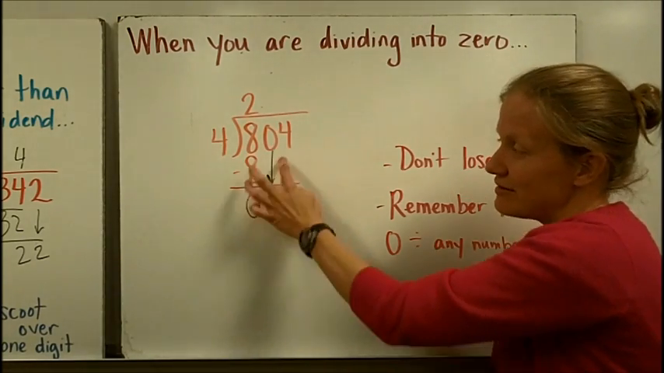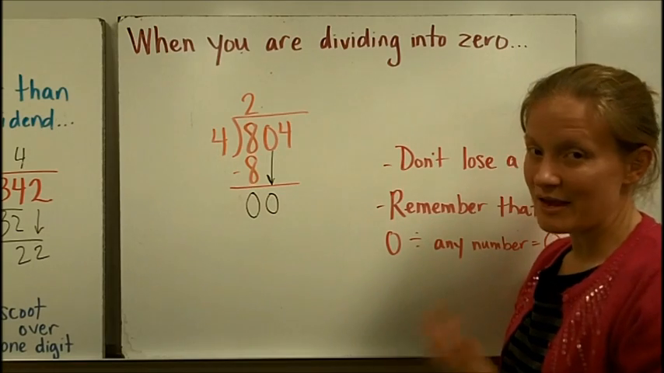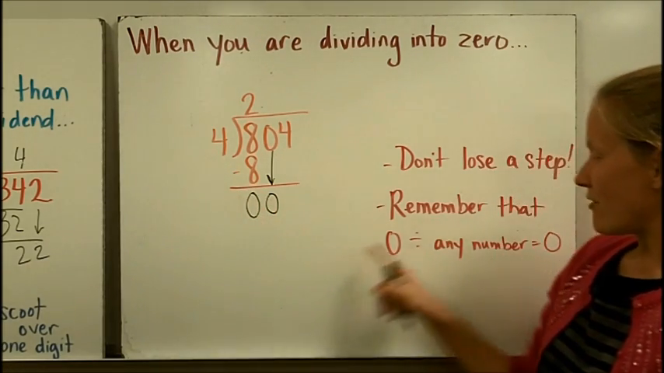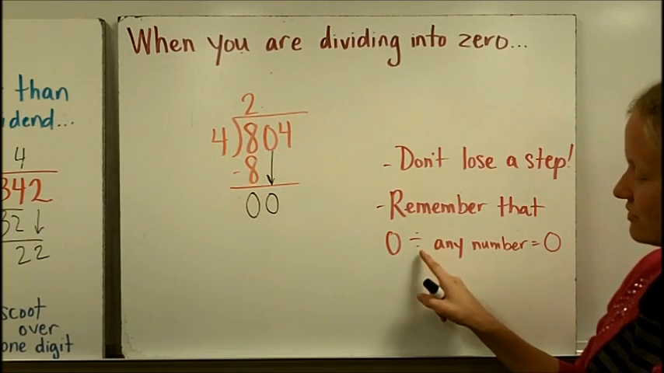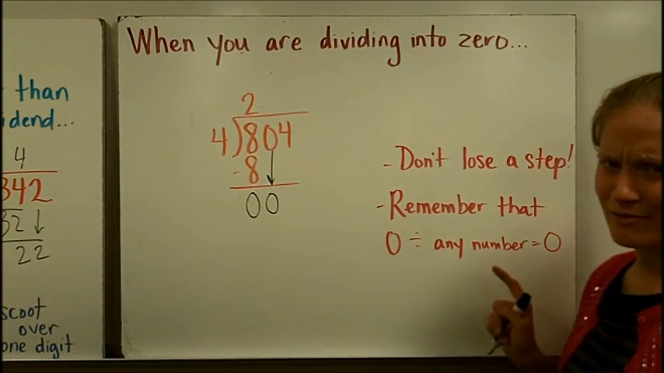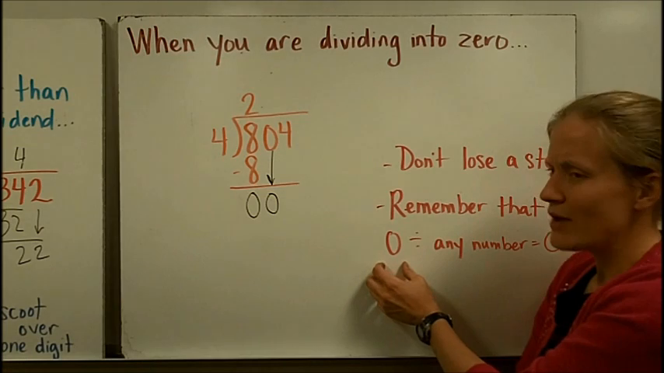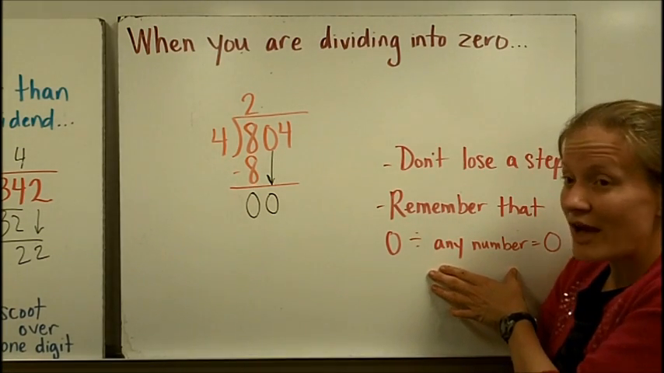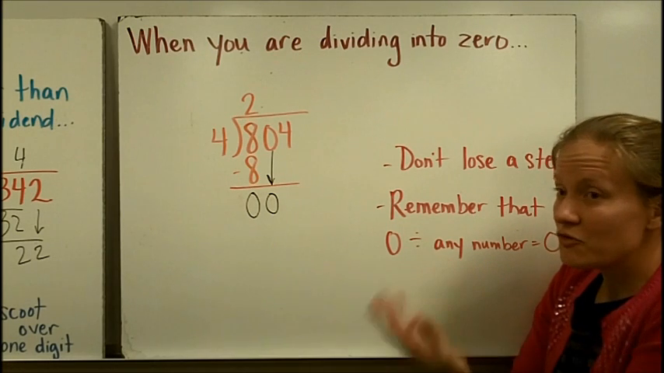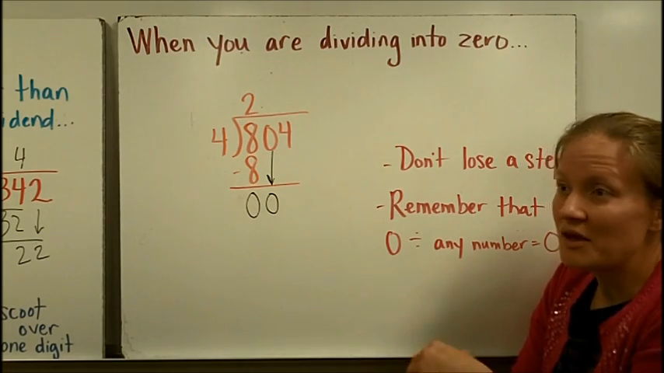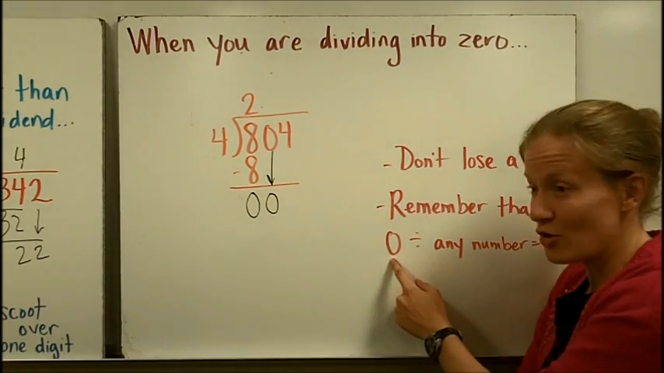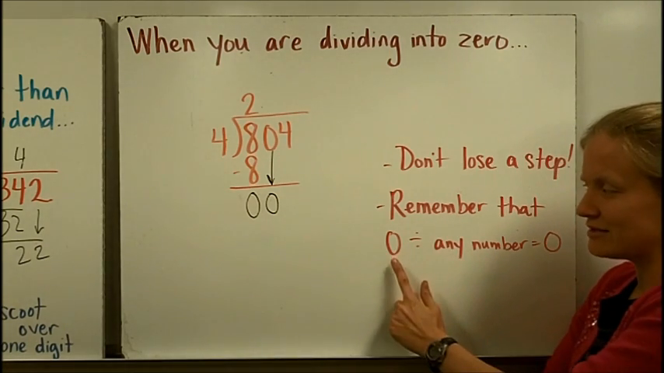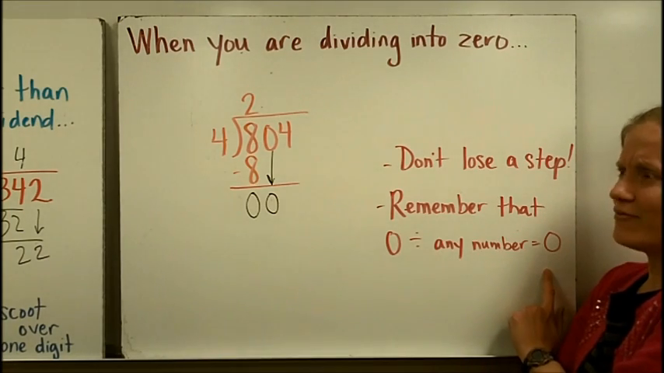Sometimes people say, oh, I've got zeros, and they would just bring down the next 4. You have to divide into that 0. And remember that 0 divided by any number is just 0. Let's see why that makes sense. If you had $0 and you wanted to share among 5 friends, each of your friends is going to get $0. If you had 100 friends and you had no money, everybody's going to get no money. So no matter how many you're trying to divide 0 into, you still always have none.